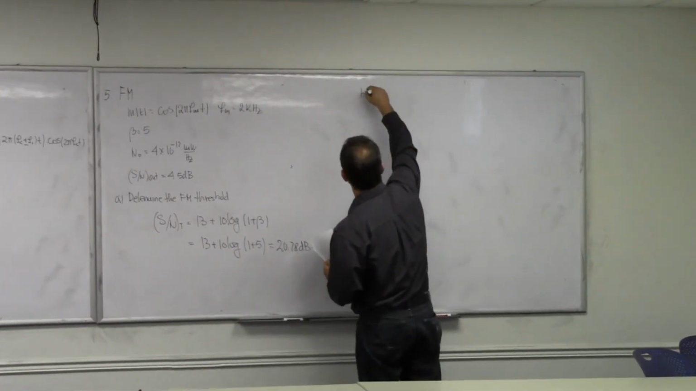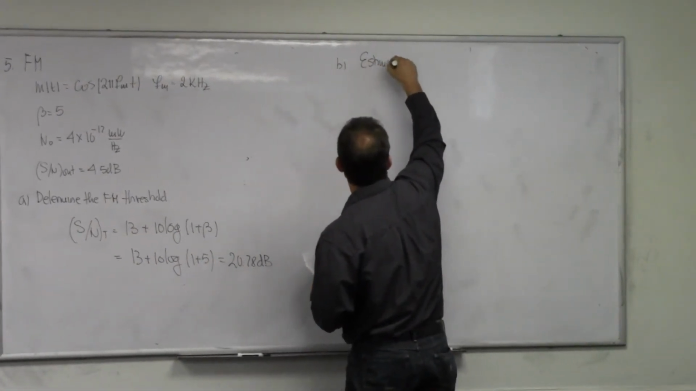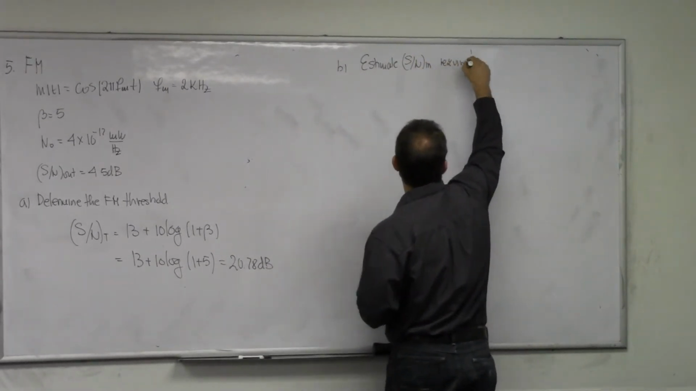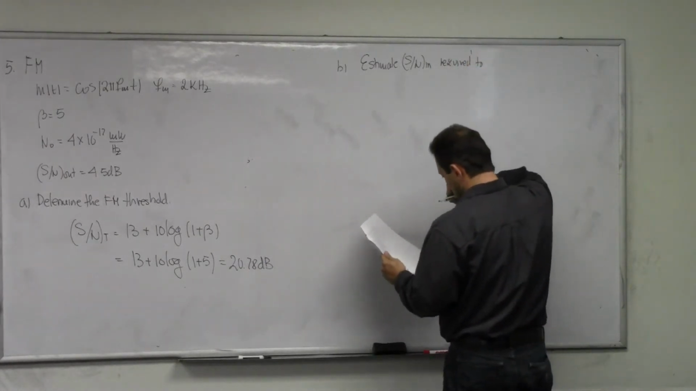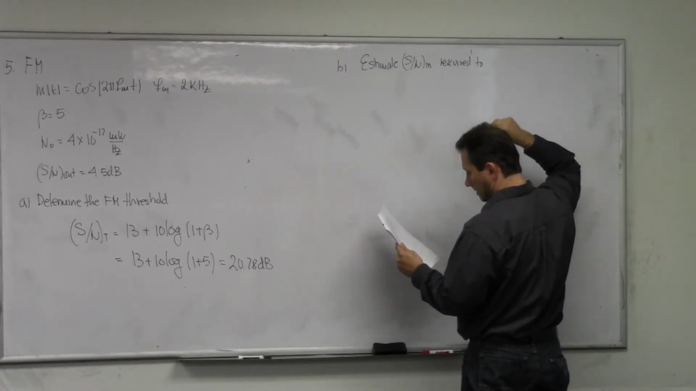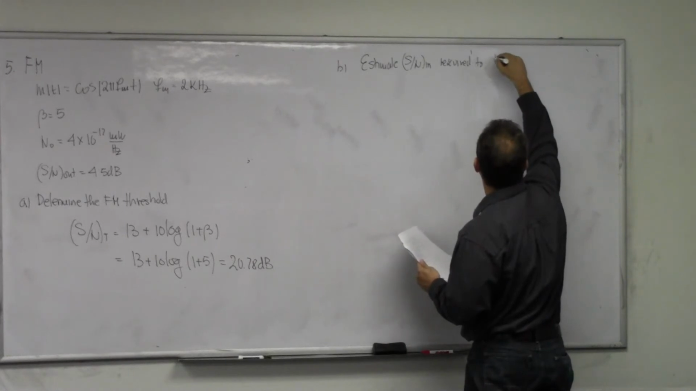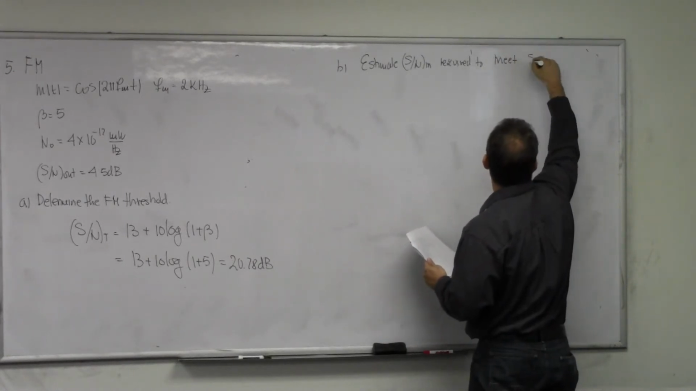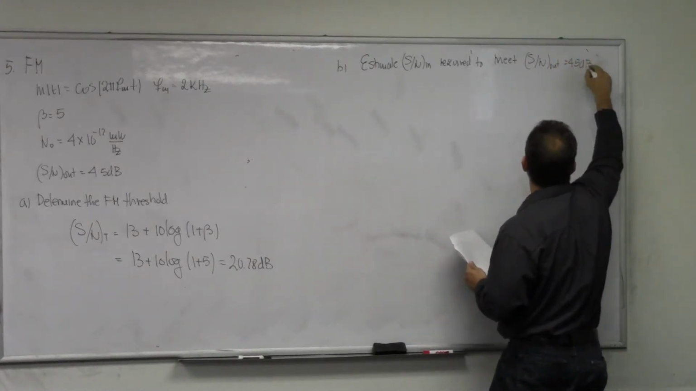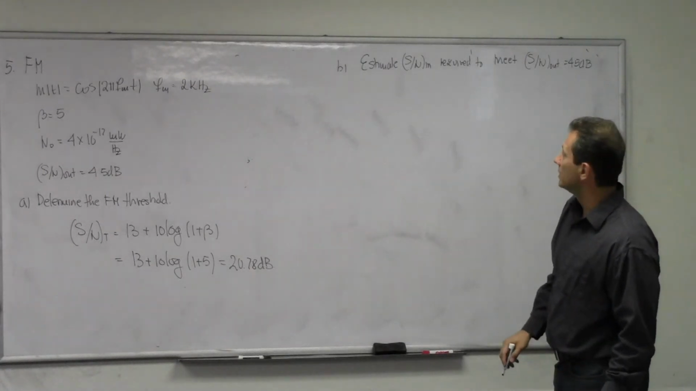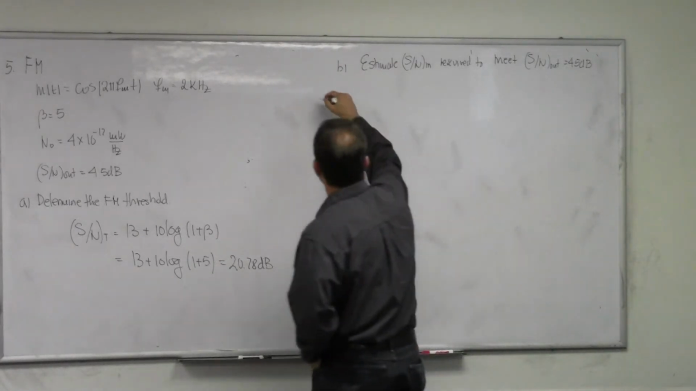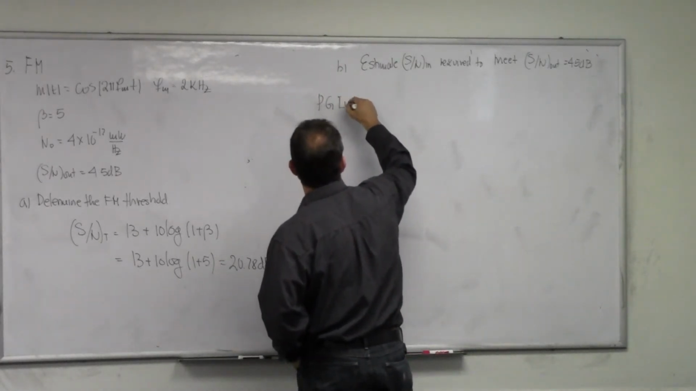Part B is very interesting. It says estimate signal to noise ratio at the input required to meet signal to noise ratio at the output of 45 dB. Okay? So what should be the minimum signal to noise ratio at the input so that the output is given 45 dB? First thing we do, we calculate processing gain in dB.